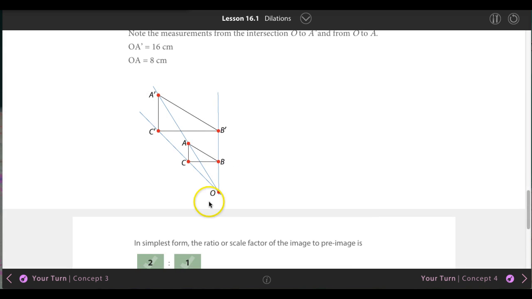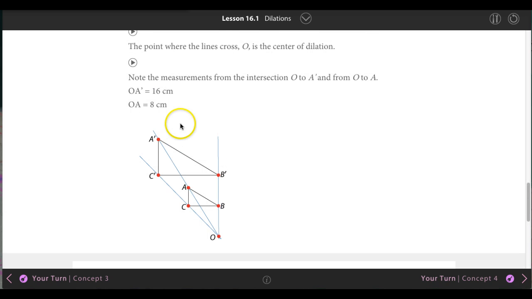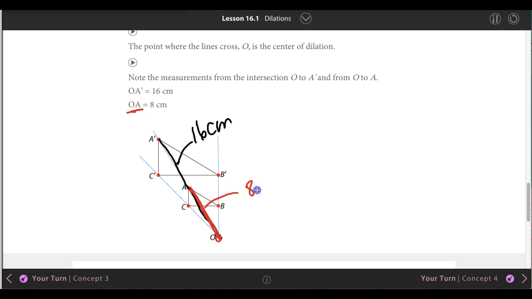So this is exactly the same thing it explains to you, but then look, it now is telling you how long each side is, right? So look, from O all the way to A prime, this is how long? It says this black line is 16 centimeters long, okay? But then what about from O to A? From O to A, this line over here. Well, that one is only 8 centimeters.